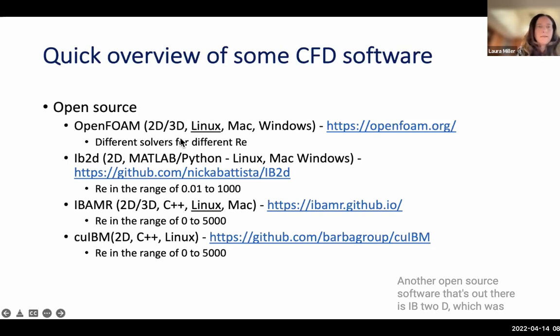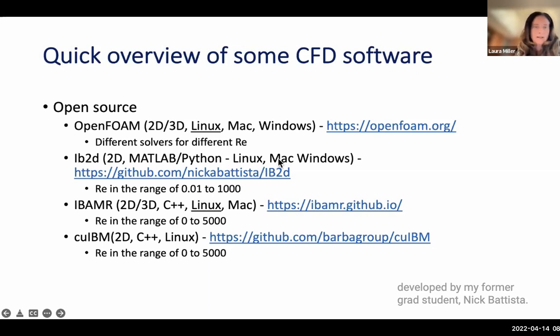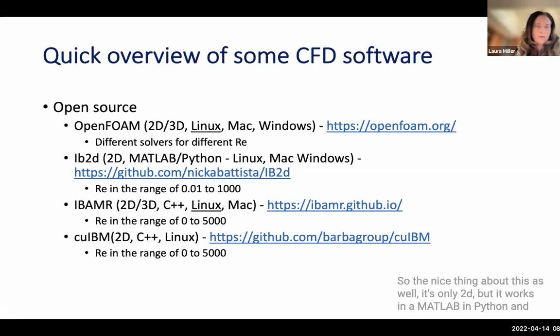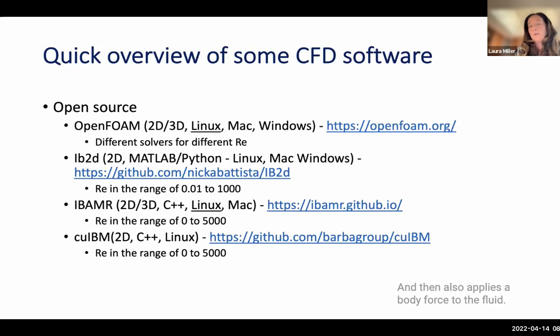Another open source software that's out there is IB2D, which was developed by my former grad student, Nick Batista, and I'll talk more about it. So the nice thing about this is, well, it's only 2D, but it works in MATLAB and Python, and you can relatively easily do fully coupled fluid structure interaction, where you have an elastic boundary representing your fish or your wing that deforms due to the fluid forces and then also applies a body force to the fluid.